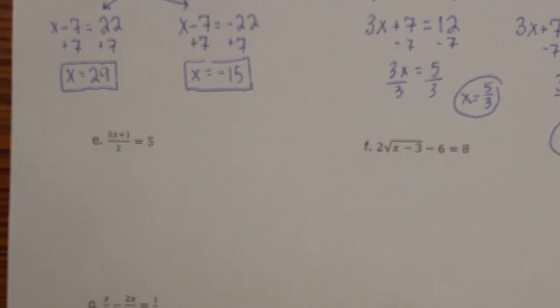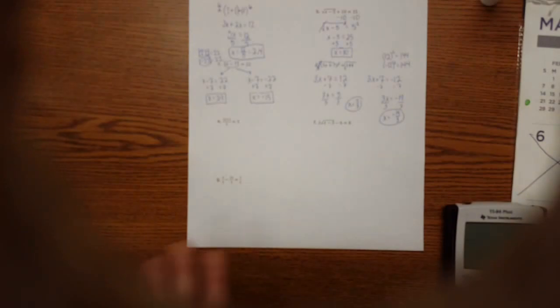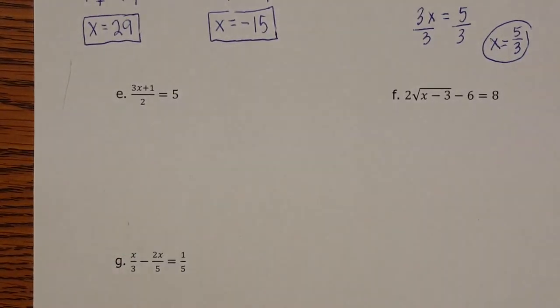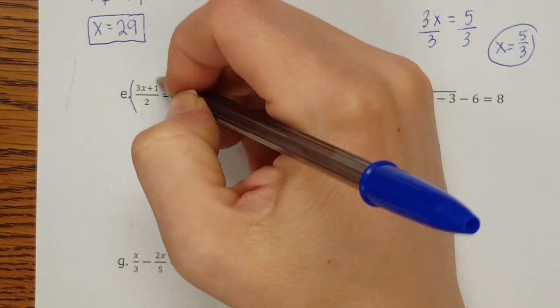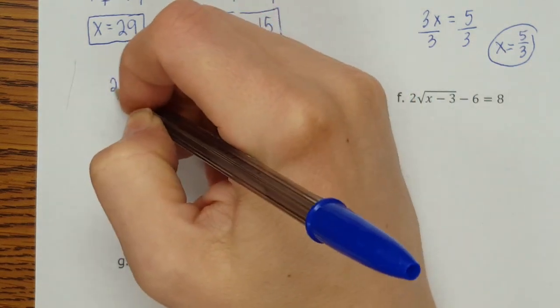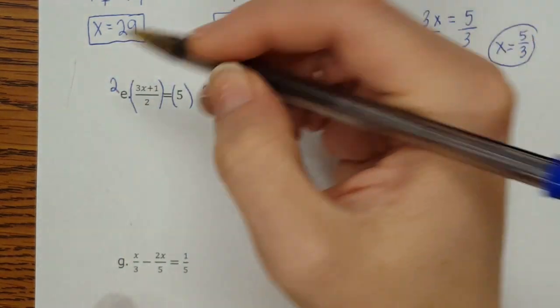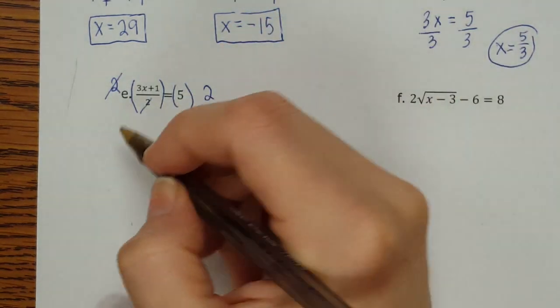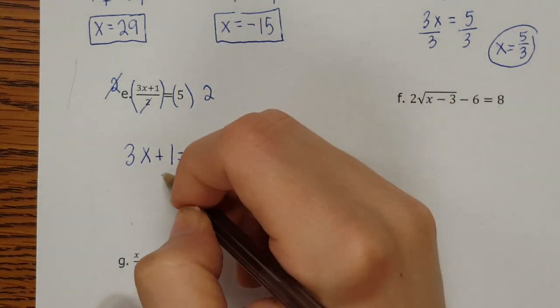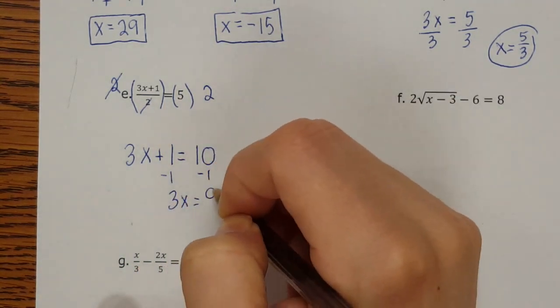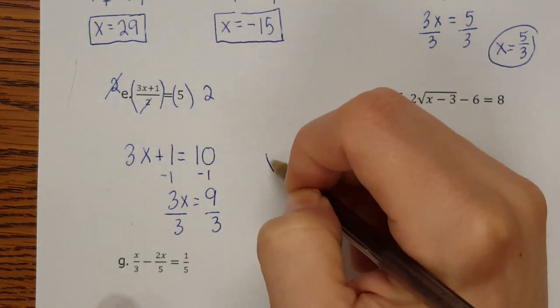Okay, letter E. I am going to eliminate this fraction. So I'm going to multiply by 2. So I'm going to rewrite this without the fraction. So that 2 will cancel out that 2. And so I have 3x plus 1. 5 times 2 is 10. I'm going to subtract 1 to get 9. Divide by 3. And x is 3.